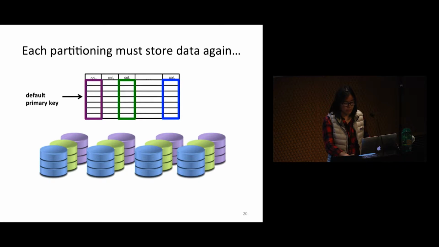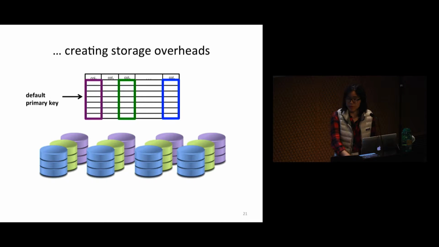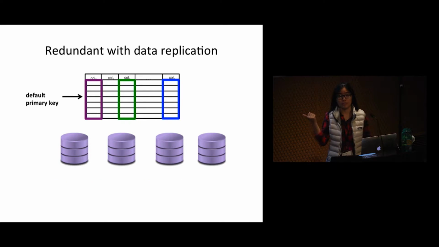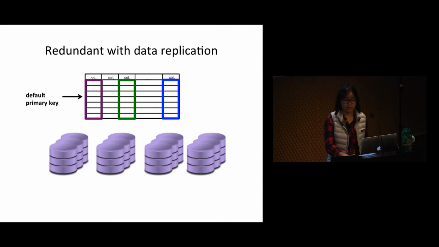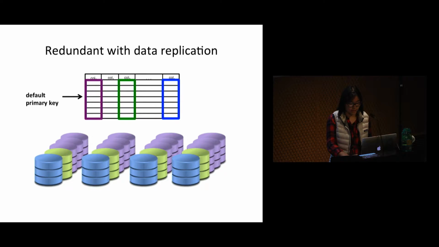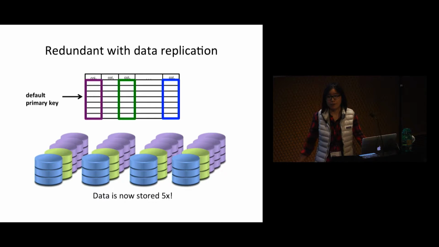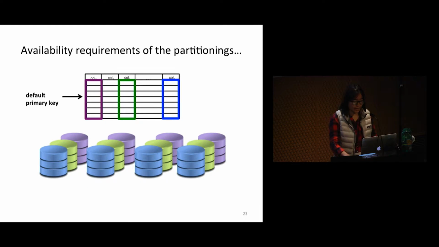Why? Well, if you already have data replication in your system, which most real systems should, your data is already replicated 3 ways, right? And then you're going to create 2 additional copies of your data for the indexes that you want. So now your data is stored 5 times as opposed to the traditional 3. So this is storage overheads and network overheads. Furthermore, if you have some sort of availability requirement on your partitionings, suppose you want highly available indexes, you don't want an index to just fail and be unavailable, then you're also going to want to replicate each of these partitionings 3 ways themselves. And this is what your system is going to look like.